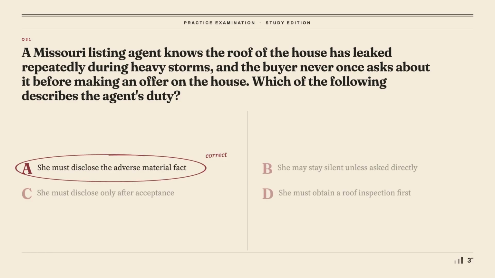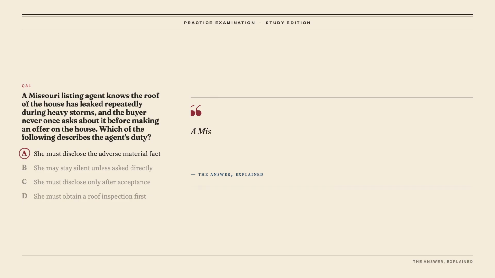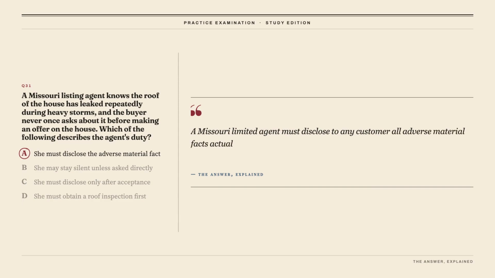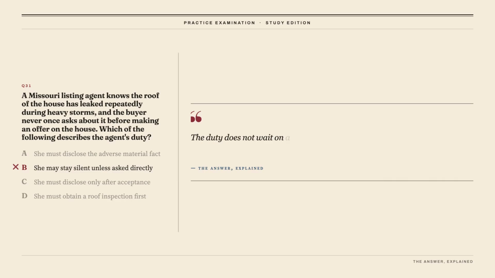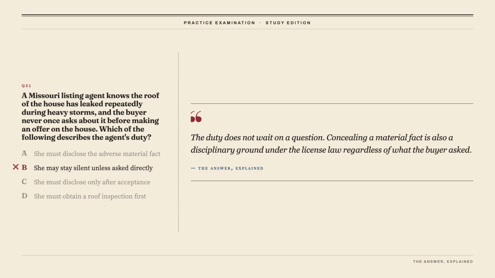The correct answer is A. She must disclose the adverse material fact. A is correct because a Missouri limited agent must disclose to any customer all adverse material facts actually known, or that should have been known. A recurring roof leak is a defect the buyer is entitled to learn about. B is wrong because the duty does not wait on a question. Concealing a material fact is also a disciplinary ground under the license law, regardless of what the buyer asked.